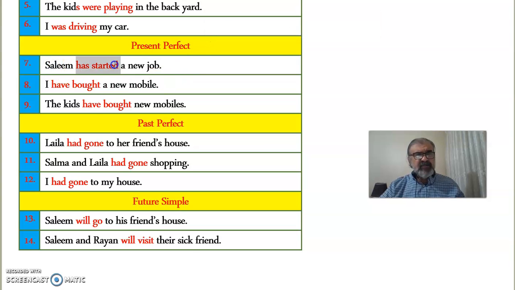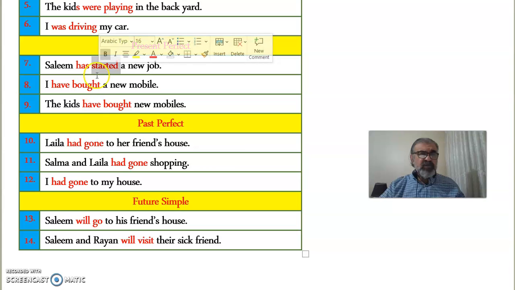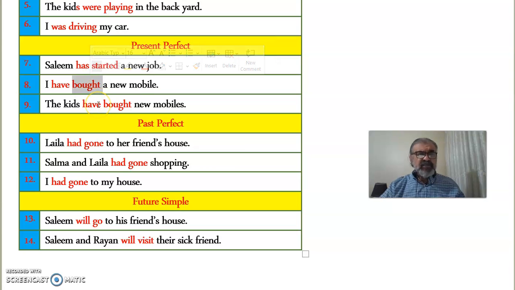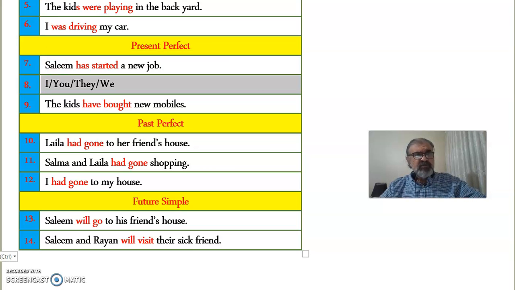Present perfect. Salim has started. And you could say has bought a new mobile because we're dealing with regular or irregular past participles. Salim is singular, has. I takes have. Again, you could use any of the pronouns that you dealt with before. The kids have bought new mobiles. Again, plural. That's why we said have.